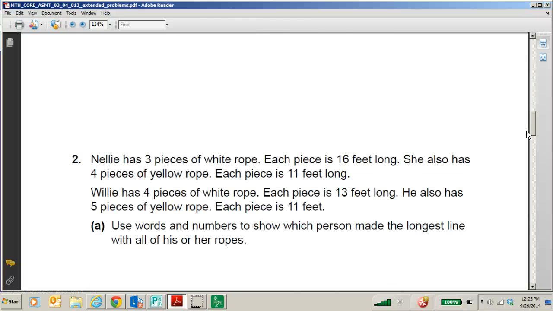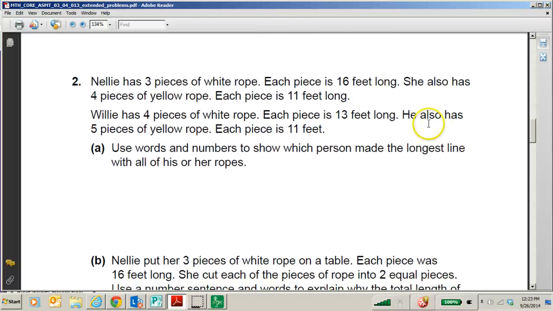Now, as you continue to go through, here is an example of a word problem. And it says, Nelly has three pieces of white rope. Each piece is 16 feet long. So you could use those stick figures and have 16 times 3, or 3 groups of 16. She also has 4 pieces of yellow rope. Each piece is 11 feet long. So then you could have 4 groups with 11 in each group.